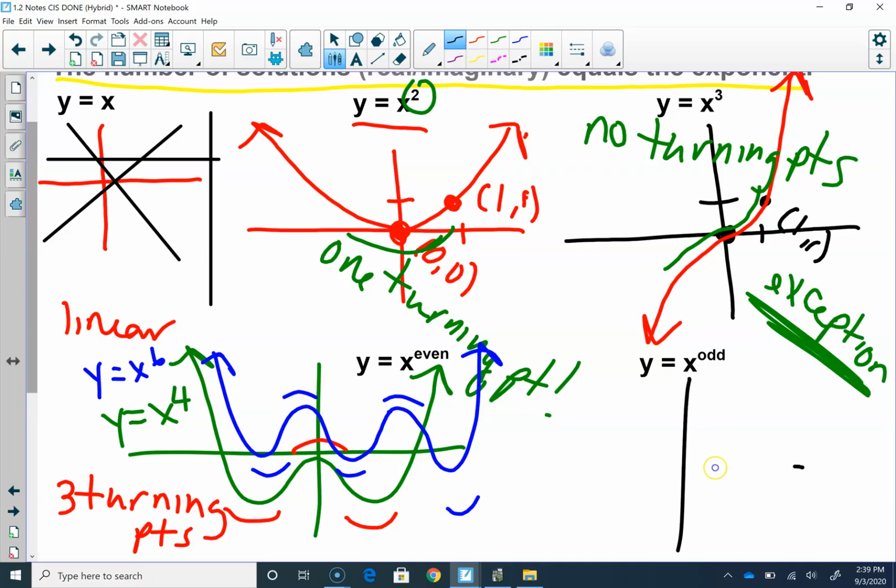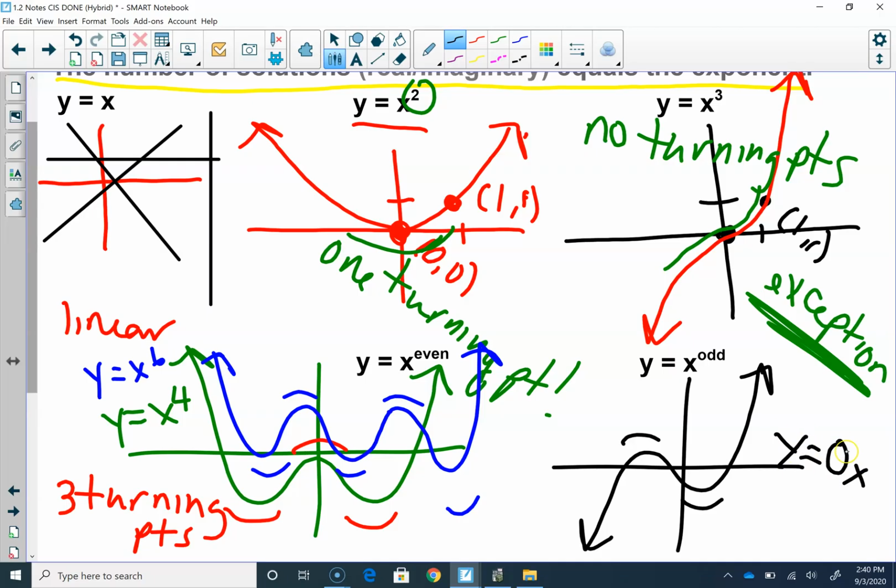If it was an odd exponent, more than 3, so it'd be to the 5th power or to the 7th power, any odd. If you had one that looked like this, so this one here has 2 turning points. It'd be y equals, and it could have a number in front of it. That's why it's different than the one above. But there's your cubed, which has 2 turning points on here.